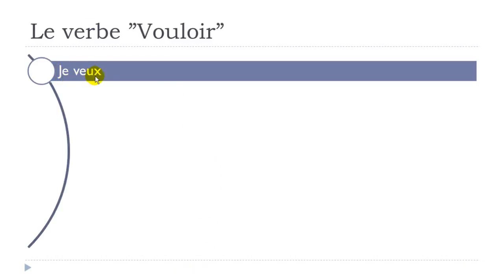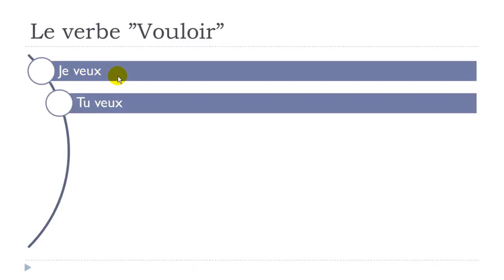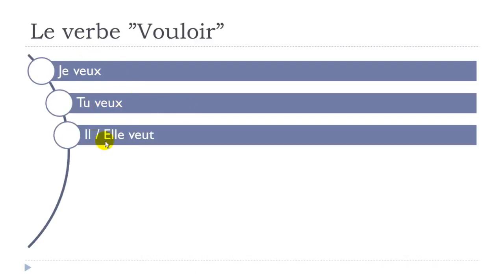Je veux, final X not pronounced. Je veux. Tu veux, final X not pronounced, the same form. Il veut, final T not pronounced. Elle veut. Okay, so here, so far we've got one phonetical form, it's veut.